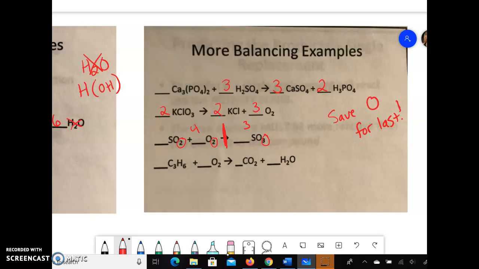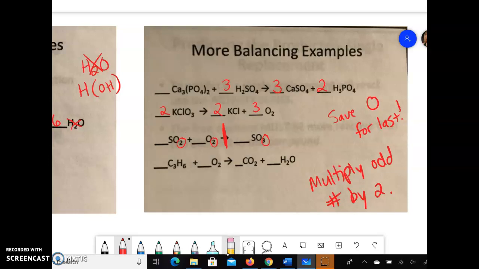And when you have that issue where you're not sure what to do, but you have an even number on one side and an odd number on the other side, you're going to multiply the odd number by 2. Try doing that, and sometimes that will fix your problem. When you multiply it by 2, it will make it even, and that way it'll be easier to balance it.